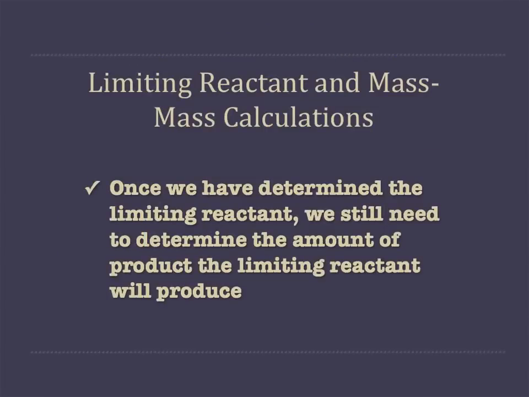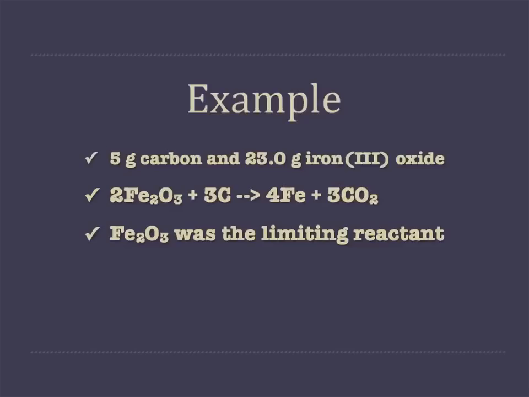Well, we're not quite finished yet. Once we've figured out what the limiting reactant is, we still need to figure out our product. We have to use the limiting reactant, because we can't use the one that's going to have extra; we wouldn't have enough of the other one. So let's go back to this example: 5 grams of carbon, 23 grams iron oxide. Here's my equation. We knew that Fe2O3 was the limiting reactant.